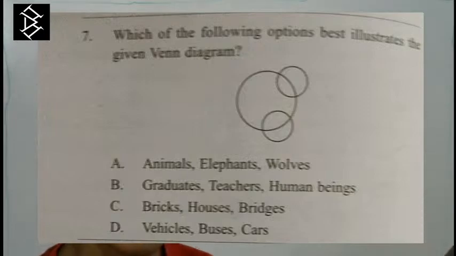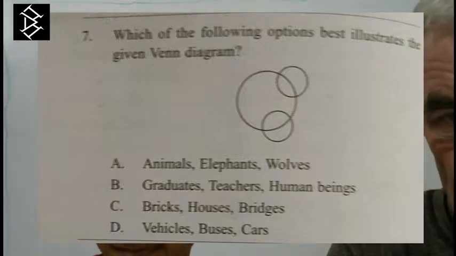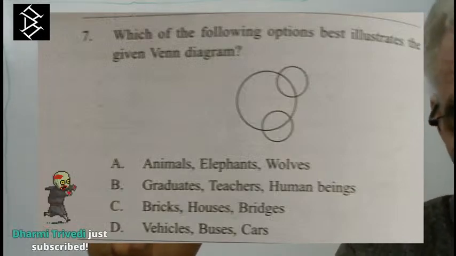Right, next question is about sets. So we have to find relationships between these animals, elephants and wolves. If I want to draw that, I wouldn't draw it like that.